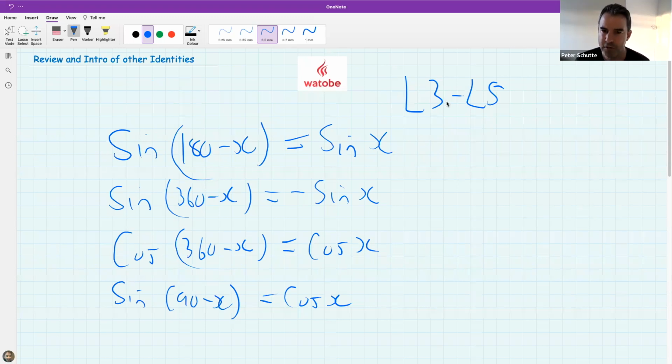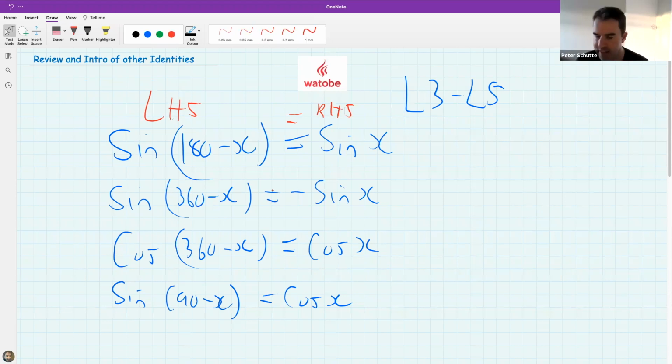huh? But for those who were here, can you give me a thumbs up if you understand why these things are equal to each other? Why the left-hand side is equal to the right-hand side in each of these cases. Okay. So these are one form of trig identities that you need to know about. An identity just means one side is equal to the other.